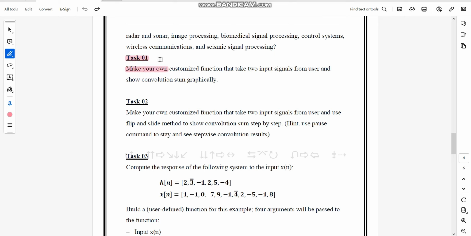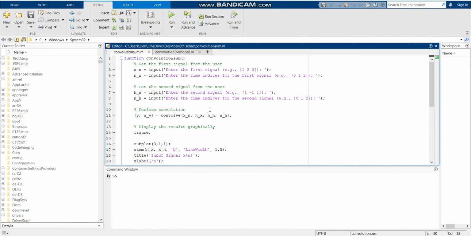Here is Task 1 of DSP Lab 4, which is about coding in MATLAB. The question is: make your own customized function that takes two input signals from the user and shows the convolution sum graphically. Here is the MATLAB code.